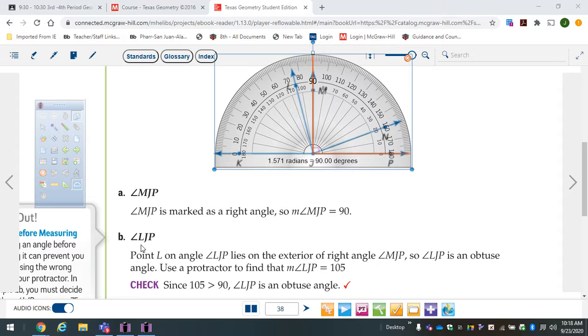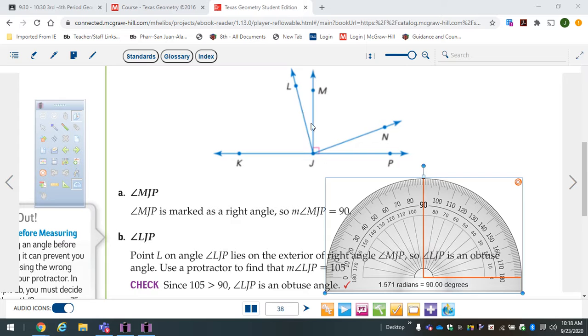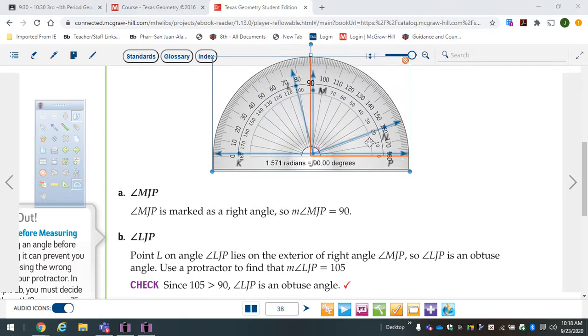Let's try angle LJP. Find L, J, and P. If you notice, this one's bigger than 90 degrees. So I'm going to line it up again. I'm going to line up this ray with the 0 on the bottom, so I'll put that vertex right there on the bottom.